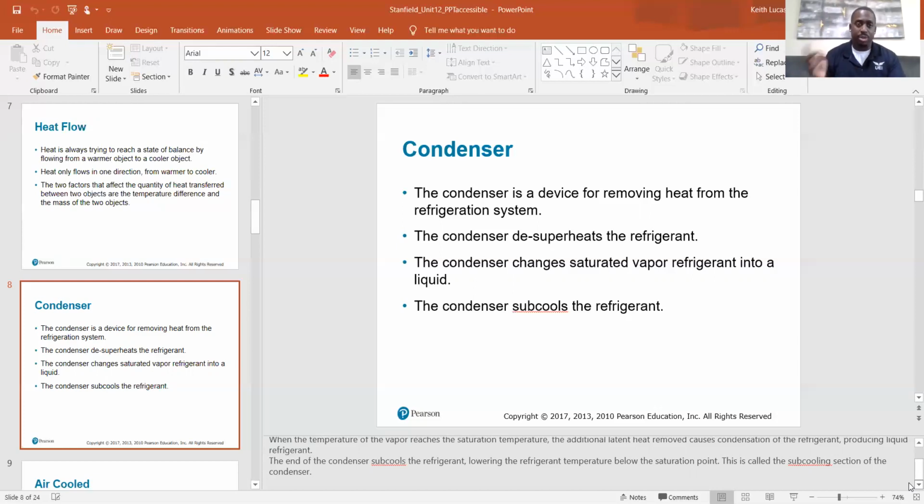So as the heat is being removed, the refrigerant is traveling through the coil. By the time it comes out of the exit of the coil, or the outlet of the coil, that fan's been turning, doing its thing, and all the heat has been removed, and it's coming out as subcooled liquid.